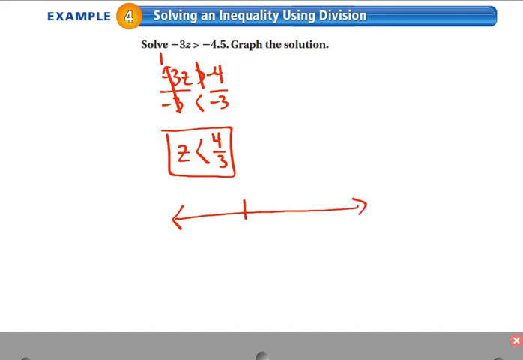I'm going to count by thirds. And 4/3 would be right here. So we have an open boundary at 4/3. And z is less, so we need to draw the arrow towards the less than numbers. And that's it. We'll skip verifying on this one.